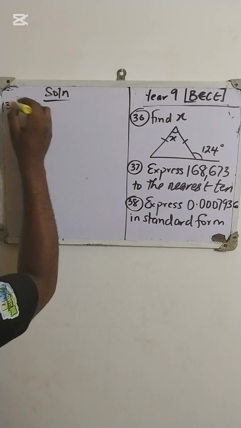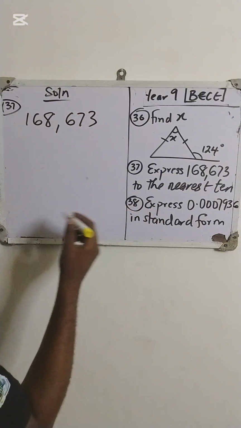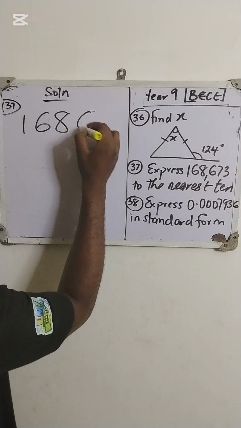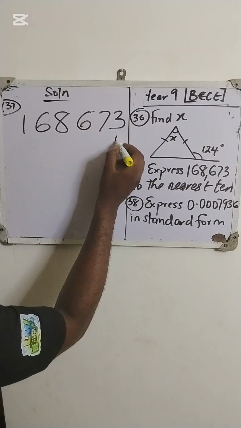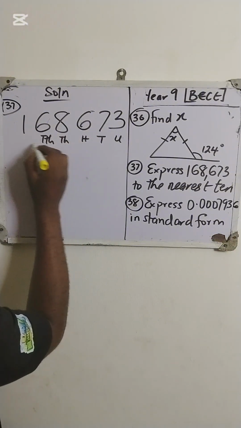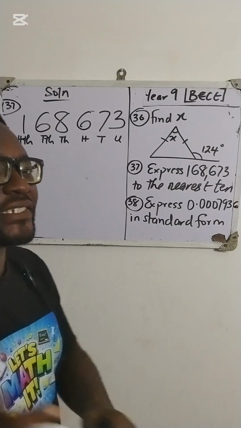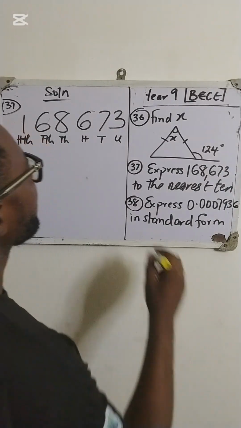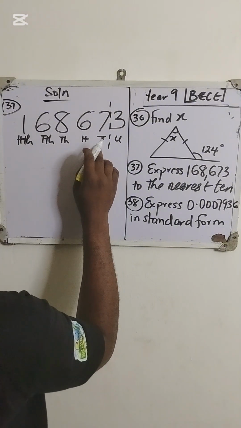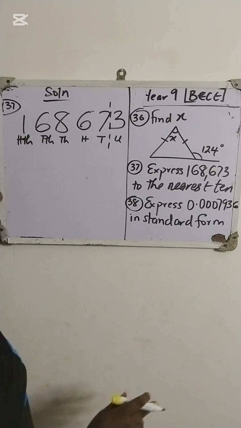Number 37. Now this is easy. This is 168673. Now let me make it bigger so we can see. 168673. Now don't forget, these are units, these are tens, these are hundreds, these are thousands, these are tens of thousands, these are hundreds of thousands. Now express this in the nearest 10. So this is what we need. It has to be in the nearest 10. That's anything after this tens should be 0 as much as possible.